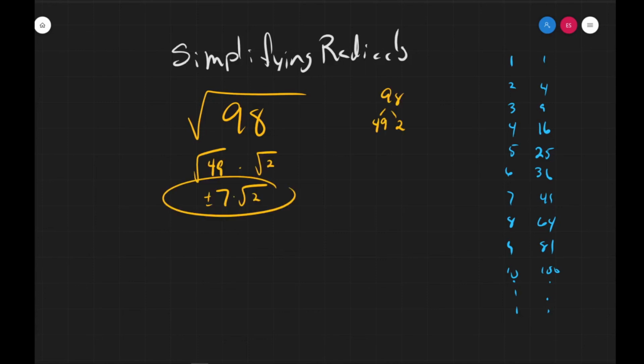All right, hopefully you were able to find that when you split 98 into its factors, you get the square root of 49 and the square root of 2. 49 times 2 gives you 98. So the square root of 49 is plus or minus 7. And then the square root of 2 we can't really do anything with, so it stays the square root of 2. So this would be the simplified form of this particular radical.